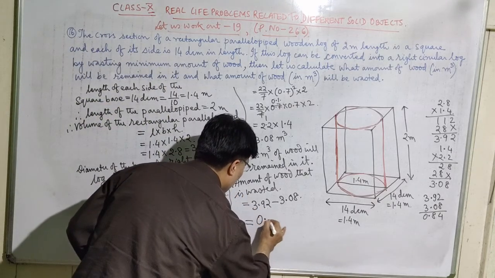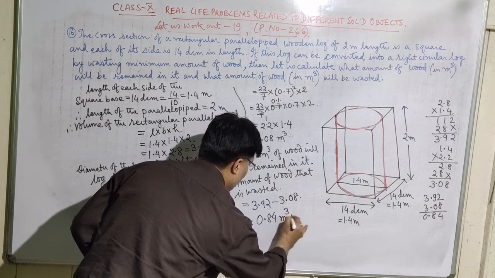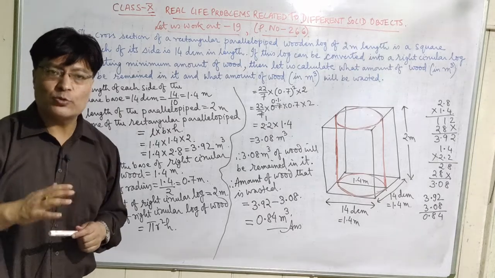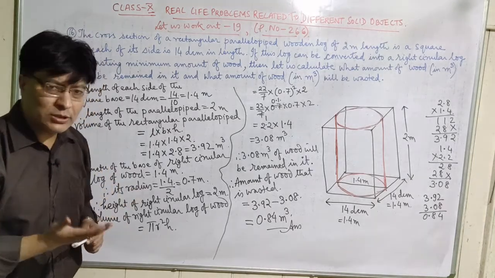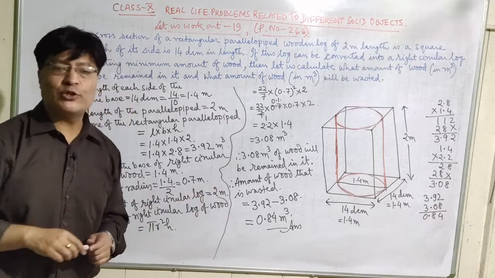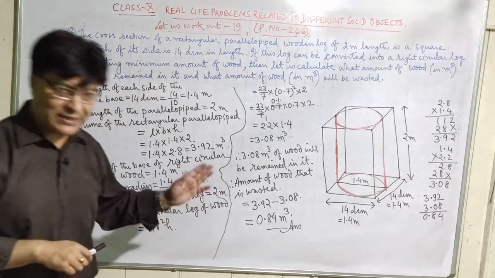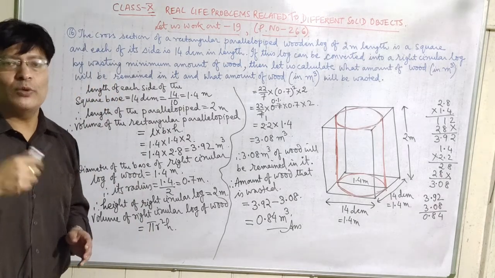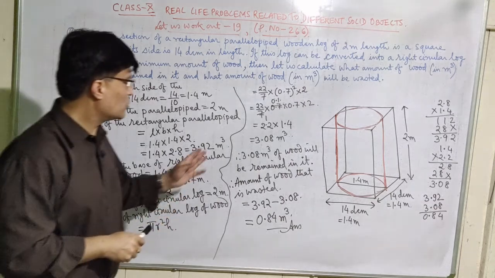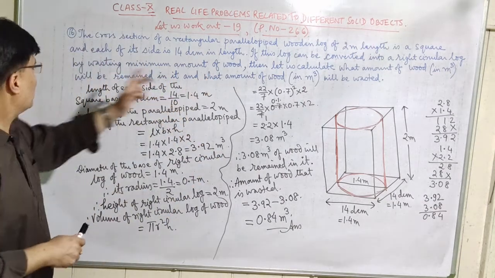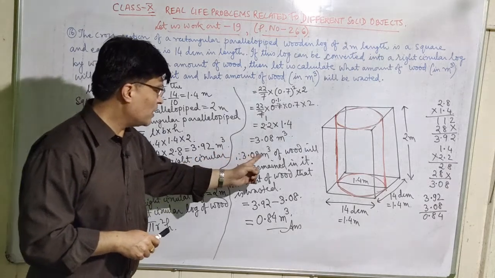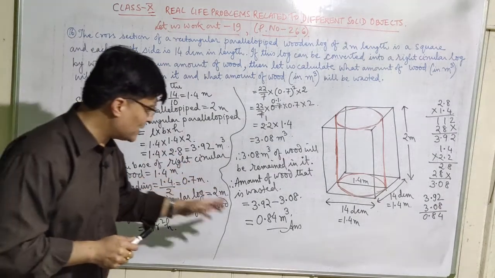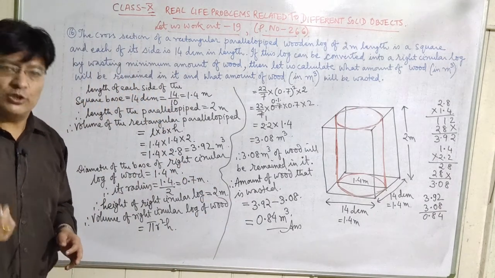That is 0.84 meter cube. So this is the answer. What will be the amount of the wood that will be wasted is equal to 0.84 meter cube. That is 0.84 meter cube of the amount of the wood will be wasted. Okay, so we have got both the answers here. What amount of wood will remain in it? 3.08 meter cube of wood will remain in it. So what will be the volume of the wood that is wasted? It is 0.84 meter cube.